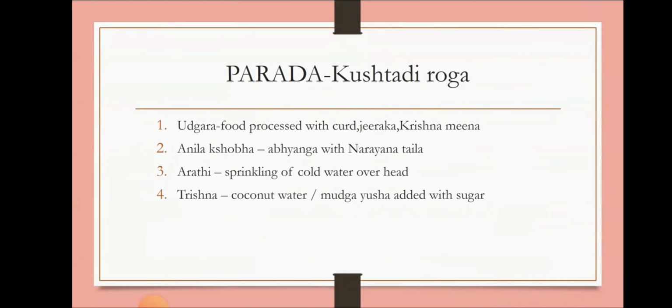Next is Parada Kushtadi Roga, which is mentioned, and then some specific conditions are also mentioned in the Rasashastra textbooks, along with the management. It is mentioned by Acharya Vagbhata in Dashratha Samchaya: in Udgara, belching, food processed with curd, jeeraka, and Krishna Mena is given; in Anila Kshobha, we have to do Abhyanga with Narayana Taila; and in Aradi, sprinkling of cold water over the head is mentioned. And Krishna, coconut water or Mudga Yusha added with sugar is given. So these are the four conditions.